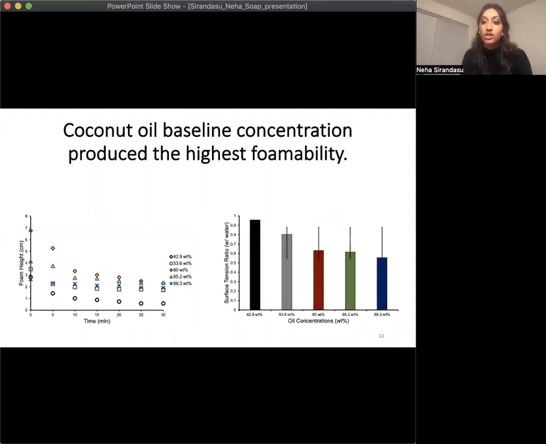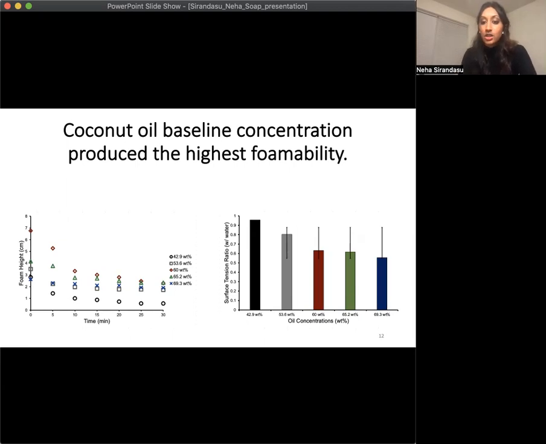Next, we varied the concentration of coconut oil while keeping KOH constant. We used a baseline of 60 weight percent coconut oil, which contained the required amount of KOH needed. As expected, we can see that the baseline produced the highest foamability because a full saponification reaction was able to occur. Lower concentrations, however, produced too much lye and created an almost watery consistency. Similarly, higher concentrations had much lower foaming heights than the baseline because there was way too much unsaponified oil, or excess oil, that caused the soap to separate quickly and become rancid.